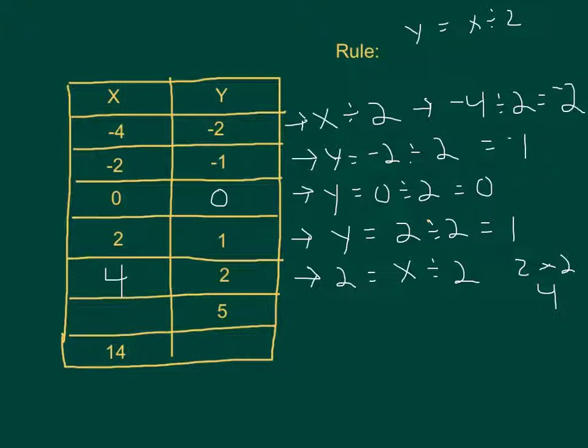I need to do the same thing right here. I need to figure out what divided by 2 is equal to 5. So what divided by 2 equals 5? What is 5 doubled? That would be 10. And lastly, y equals 14 divided by 2. y is going to be equal to 7 for the last part of that table.